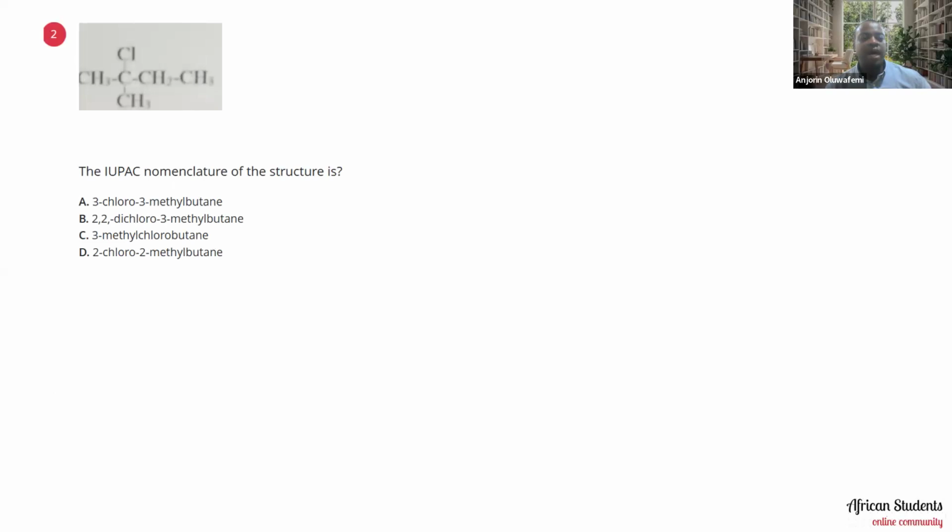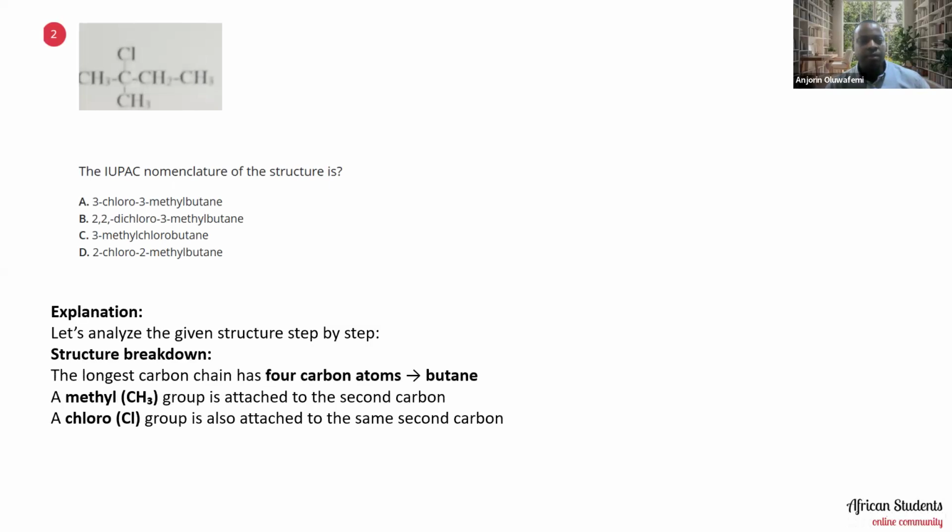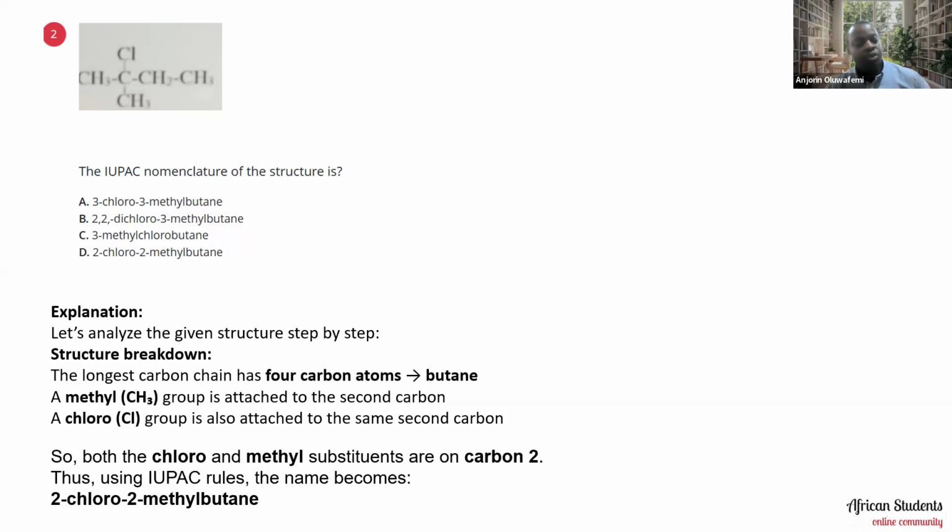Second question: what is the IUPAC nomenclature of that particular structure above? Is it 3-chloro-3-methyl-butane, 2,2-dichloro-3-methyl-butane, 3-methyl-chlorobutane, or 2-chloro-2-methyl-butane? So let's look at it. The right answer is actually option D. I don't know why I did not put that in that question. Sorry about that. It is option D.